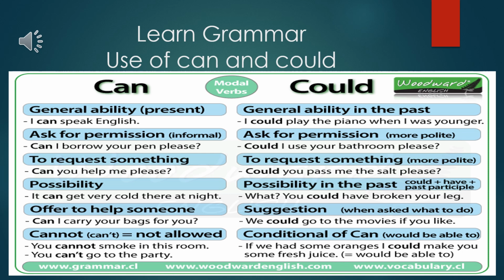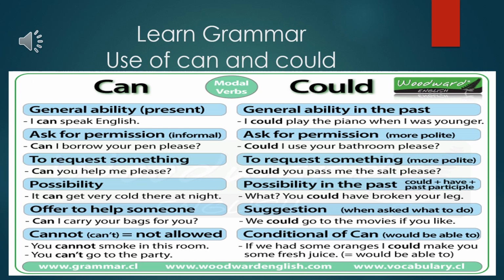Now let's talk about ask for permission in an informal way. So can you see the sentence below? Can I borrow your pen, please? So you're asking a permission in an informal way. But when you talk about something or asking a permission in a more polite way, so that is in the past actually, you would say, could I use your bathroom, please? Understand? So that's how it differs. When it's in present, then we use can, but when it's in past, then we use could.